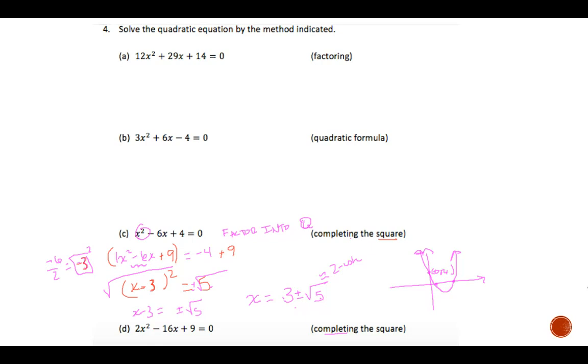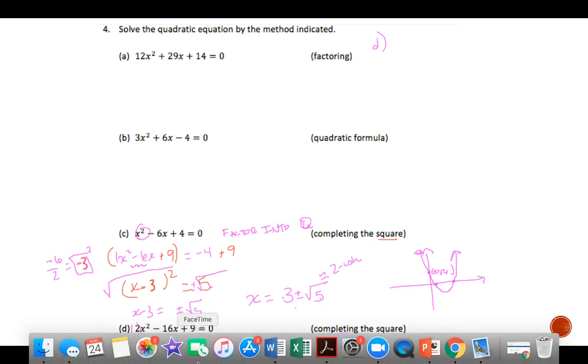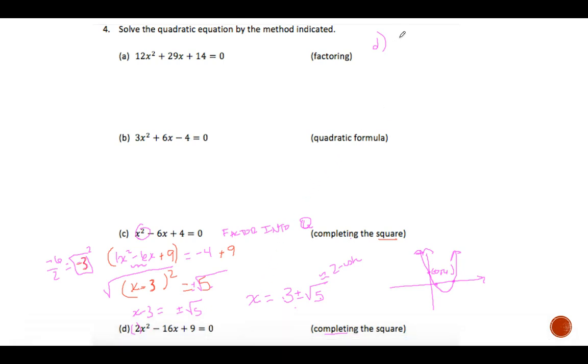Okay, I'm going to go up here to do D. This one was completing the square very nicely. The next one is not so nice because it has a leading coefficient that is not 1. And then I've got some fraction work to deal with. So the first thing I like to do is move, as I said, the constant over to the other side.